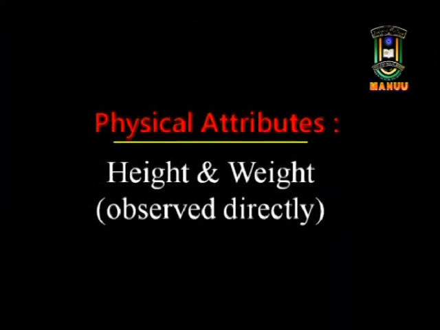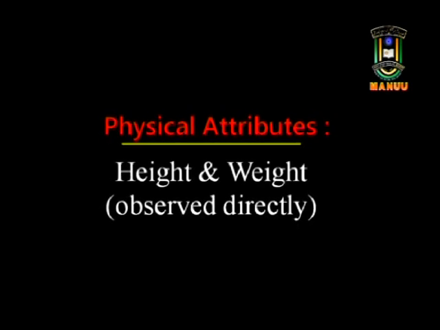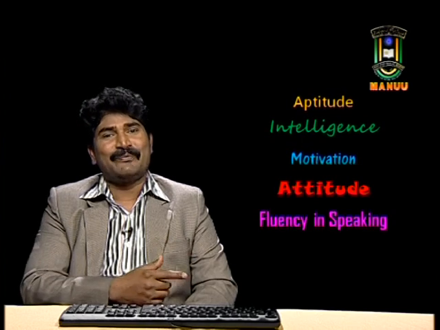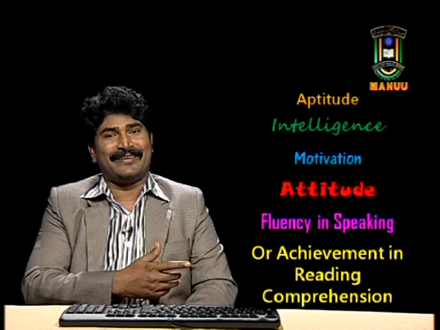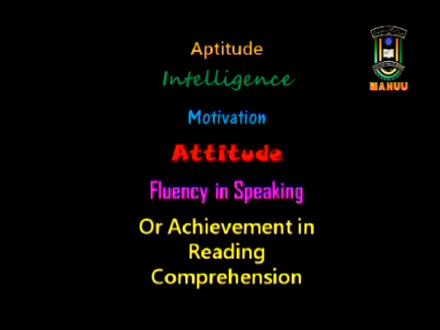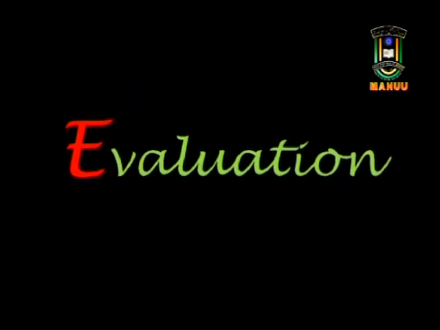Let us move on to the physical attributes in measurement. As you all know, by looking at a person we could easily identify their height and weight. They are observed directly but not indirectly. But there are certain things which we always observe indirectly, such as aptitude, intelligence, motivation, attitude, fluency in speaking, or achievement in reading comprehension. These we don't observe directly, but we measure them indirectly.